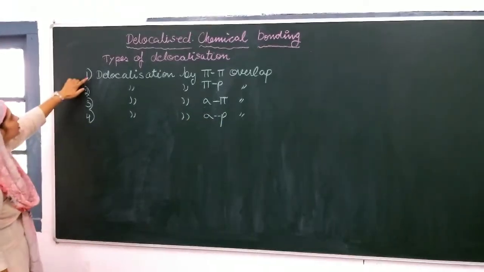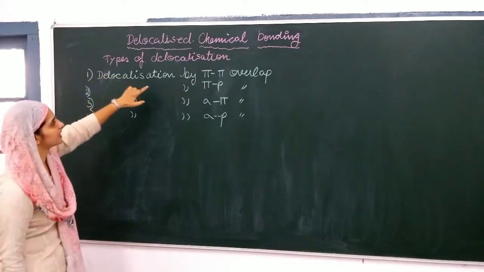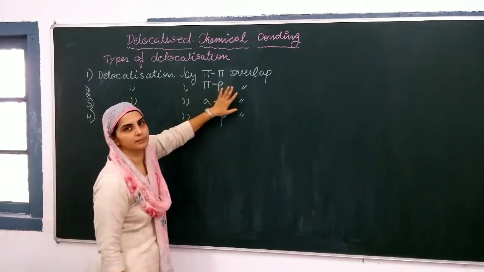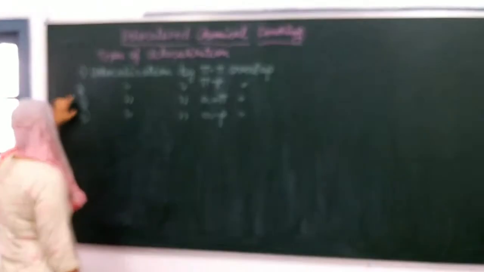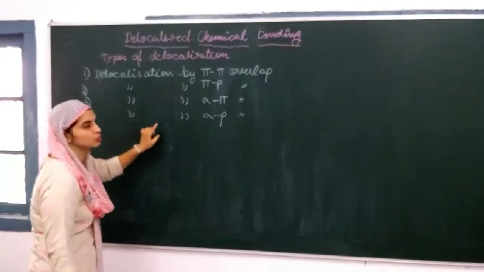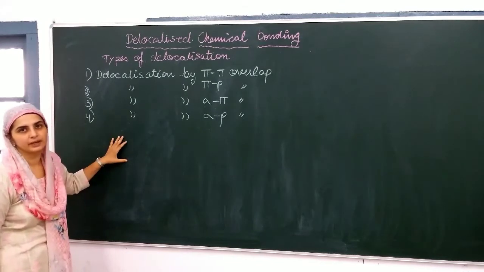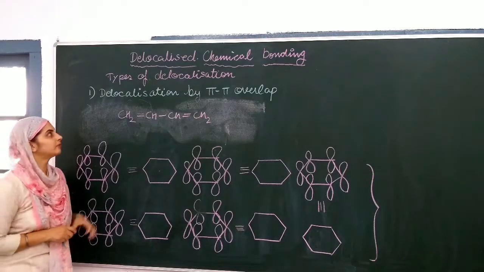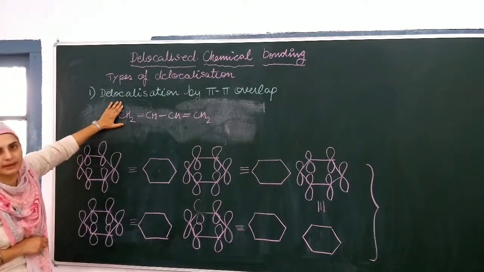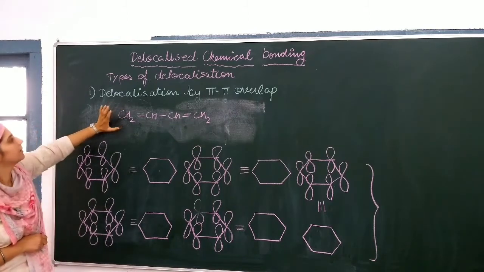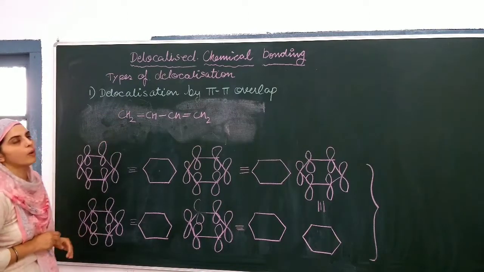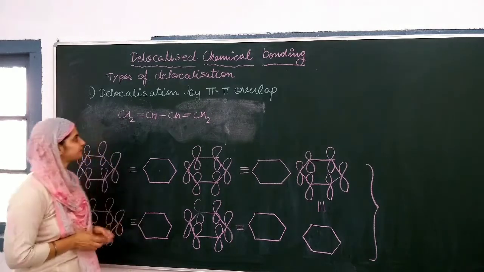The first two delocalizations give rise to conjugation by overlap, but the third and fourth give rise to hyperconjugation, and I will explain them one by one. So first type of delocalization is delocalization by pi-pi overlap. I will explain it by taking the example of 1,3-butadiene.